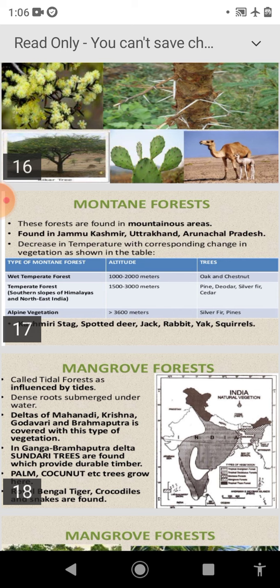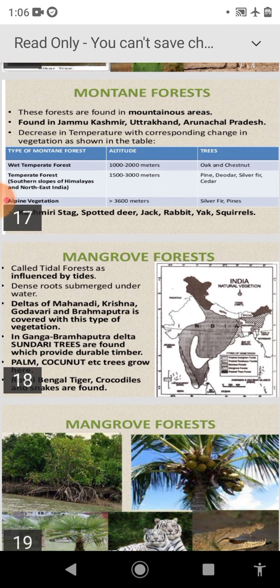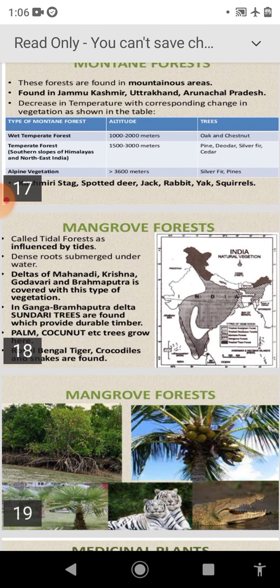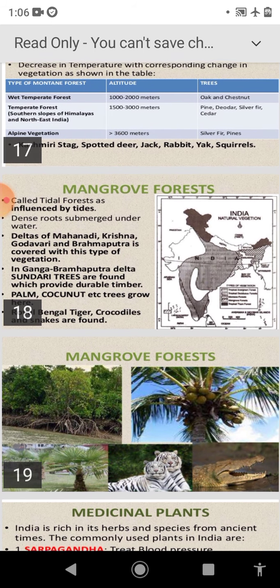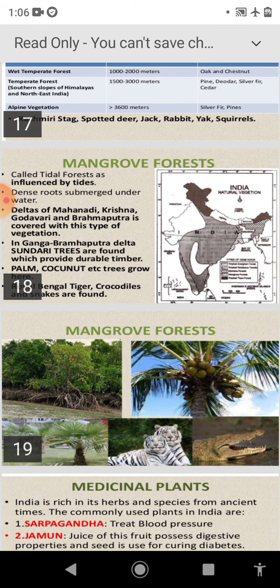Now let us discuss about some of the animals which are commonly found in the mountain forests. Kashmir stag, spotted deer, wild sheep, jackrabbit, Tibetan antelope, yak, snow leopard, squirrels, shaggy horn wild ibex, bear, and rare red panda, sheep, goats with thick hair. So these are some of the important animals what we can see in the mountain forests of our country. After that, we will discuss about the mangrove forests.